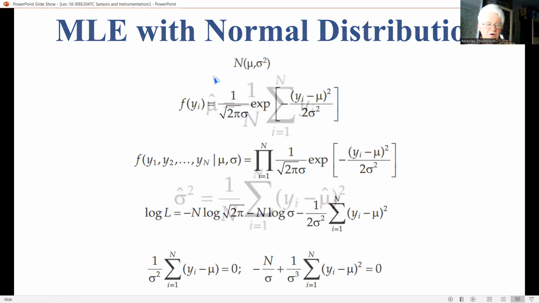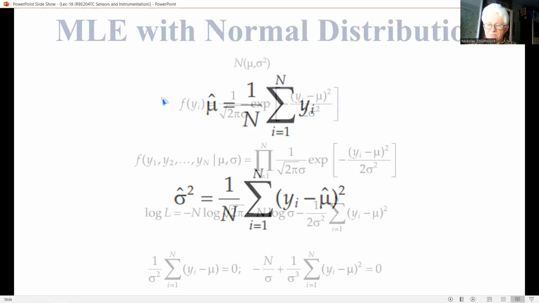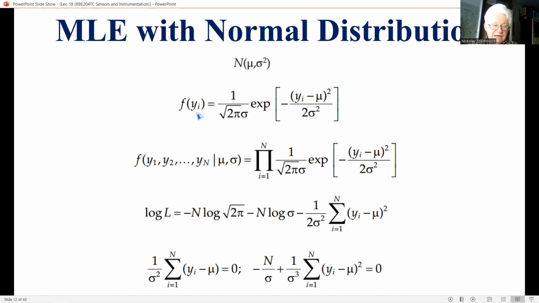The PDF of y sub i is this equation, 1 over square root of 2 pi sigma squared times the exponent of this big expression. The joint PDF of the entire random data set, given the model parameters mu and sigma, gives us this equation. Since y sub i are independent, the joint PDF is the product of the individual PDFs. This is indeed the likelihood function of the problem.